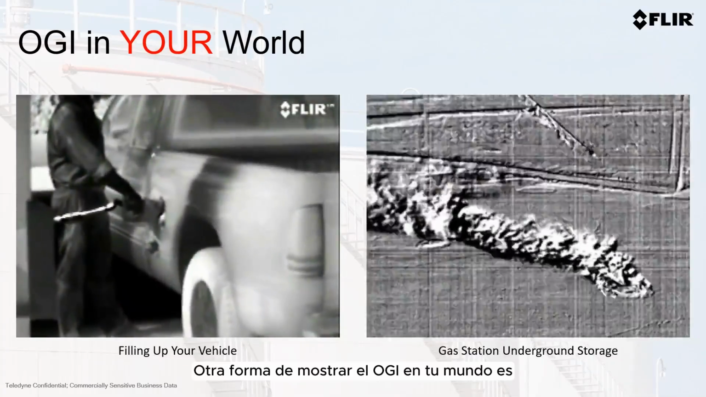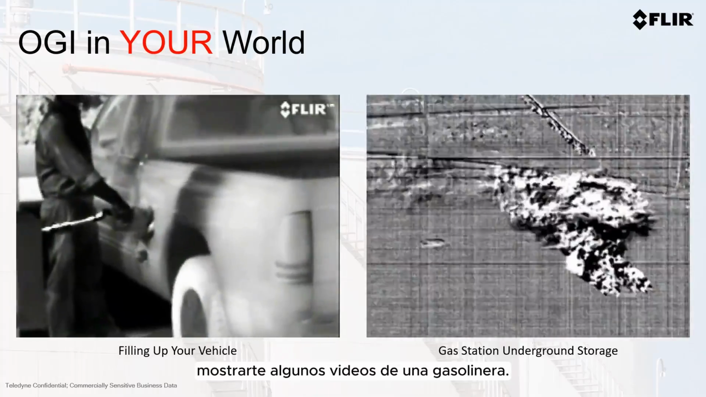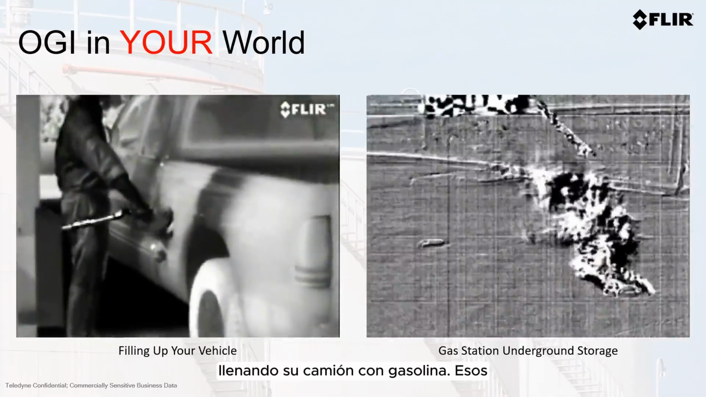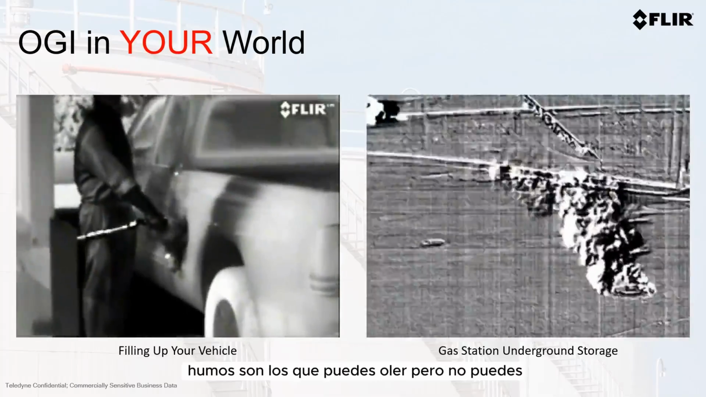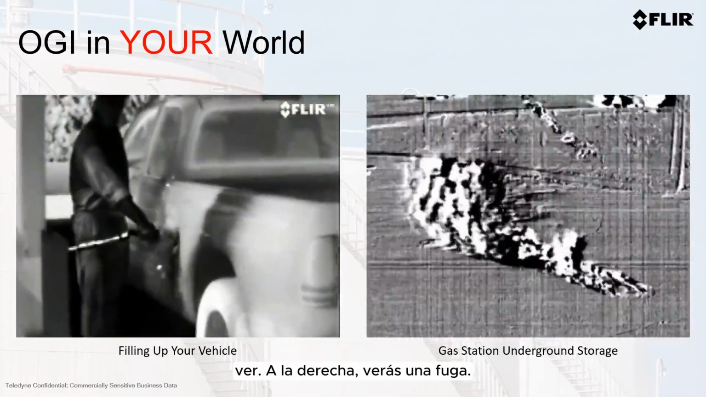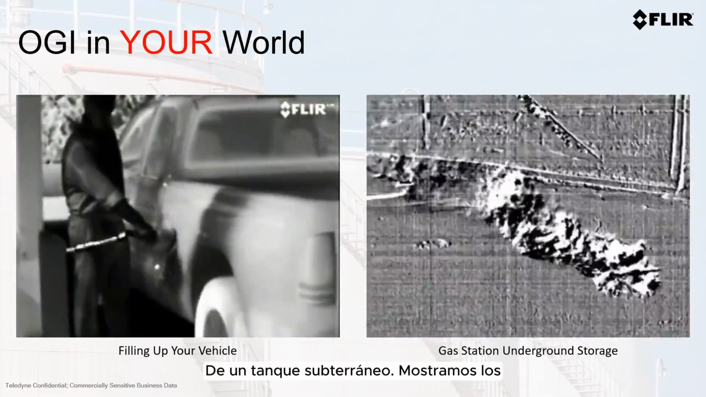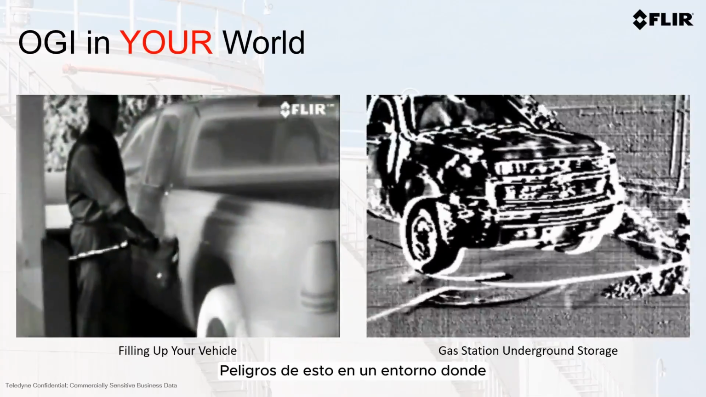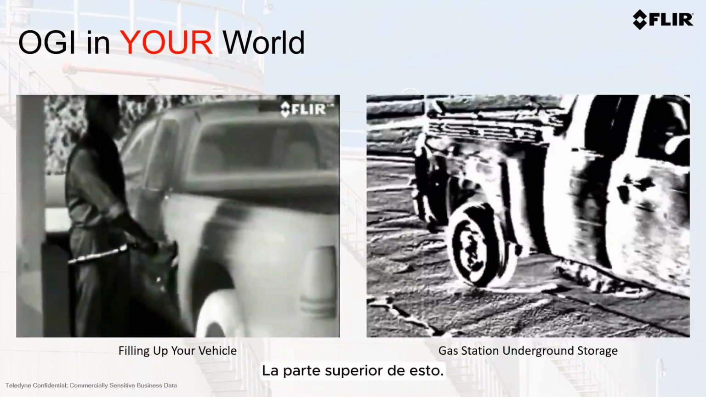Another way to show OGI in your world is to show you some videos of a gas station. On the left, you'll simply see somebody filling their truck up with gas. Those fumes are the ones you may smell, but may not see. On the right, you'll see a lid from an underground tank and show the dangers of this in an environment where other vehicles may be passing right over the top of this.